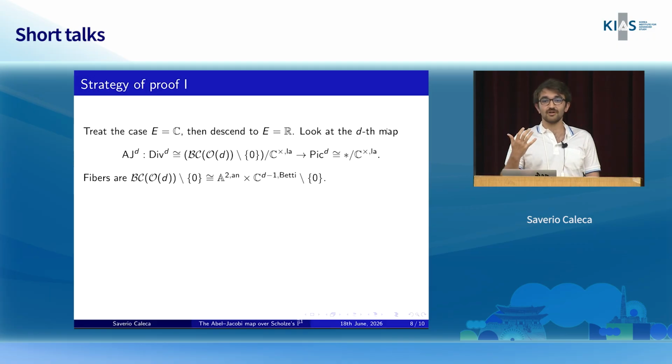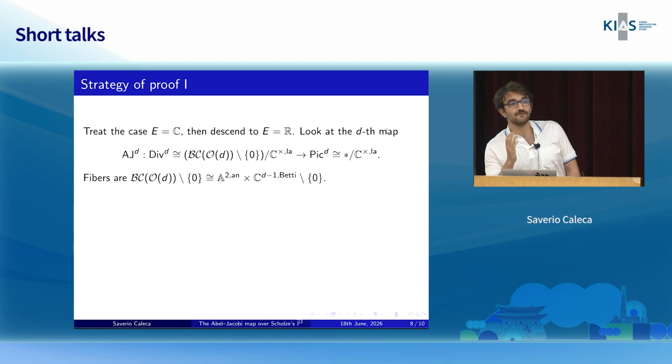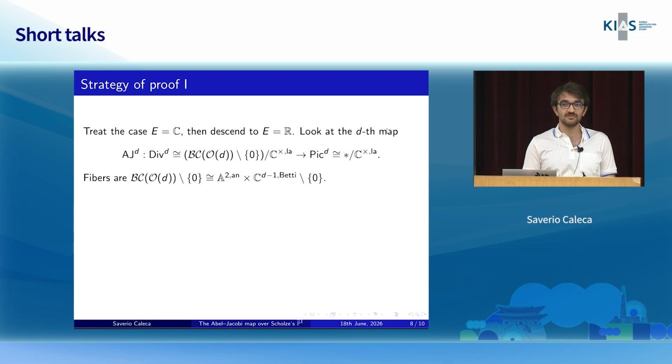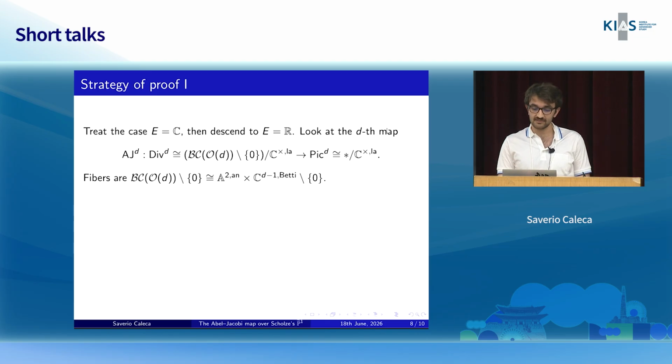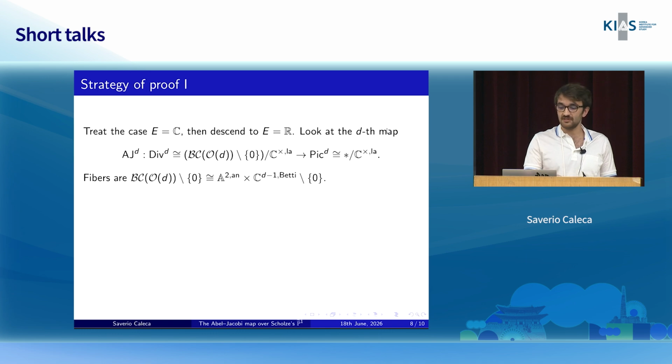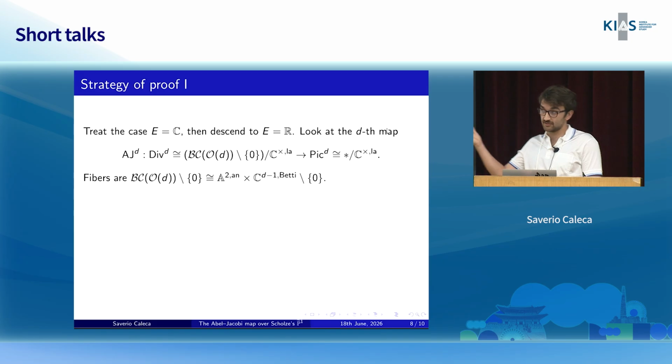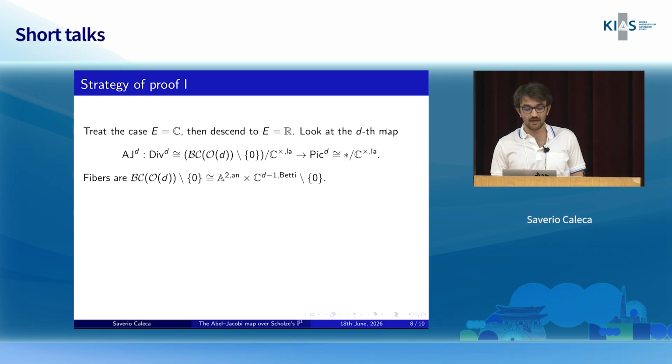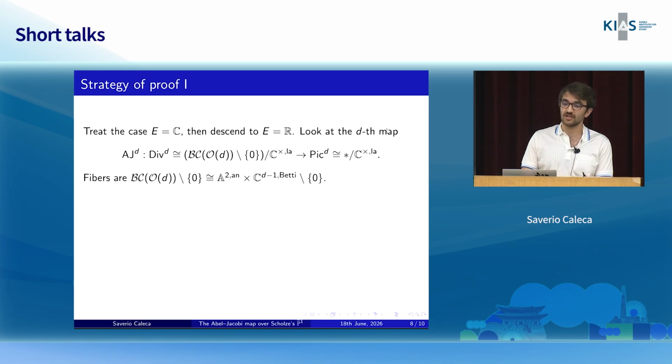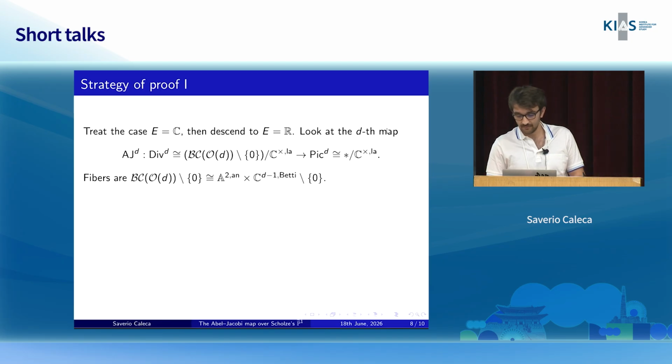Okay, so let's talk about the strategy of proof. We treat the case where E is equal to C, and we descend the results to the real numbers. In this case, we look at the d-th Abel-Jacobi map, which goes from Div^d to Pic^d. Now, this is a presentation of Div^d and a presentation of Pic^d. And so we see that the fibers are given by the punctured d-th Banach-Colmez space. And this is just A^2 analytic times C^(d-1) Betti, minus the origin.